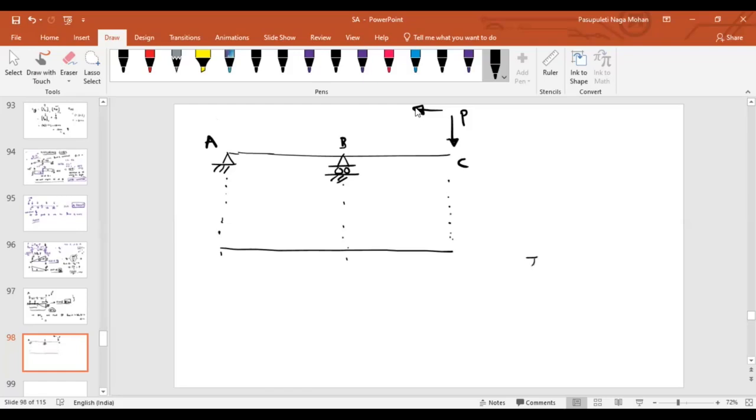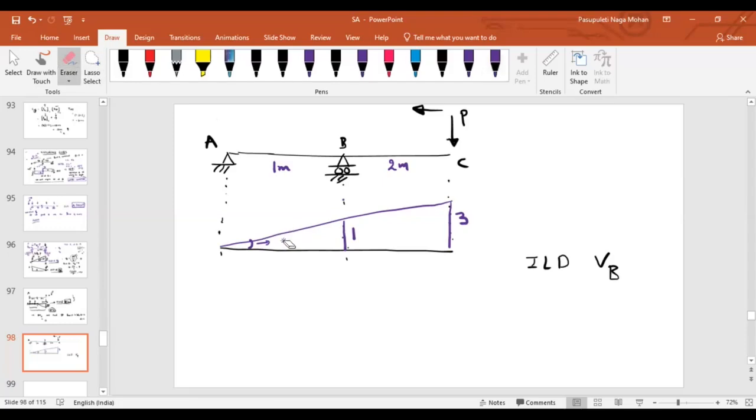Let us say here I have drawn ILD for vertical reaction at B. And this is what the diagram looks like. Let us assume this is 1 meter and this is 2 meters. And let us say this ordinate is 1 and this ordinate is 3. Let us say the slope is 1.